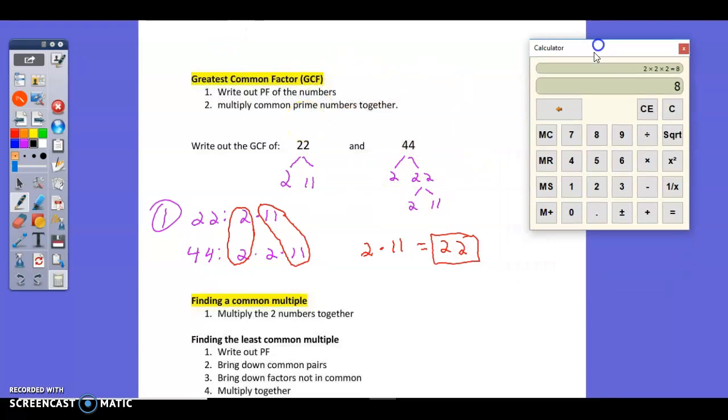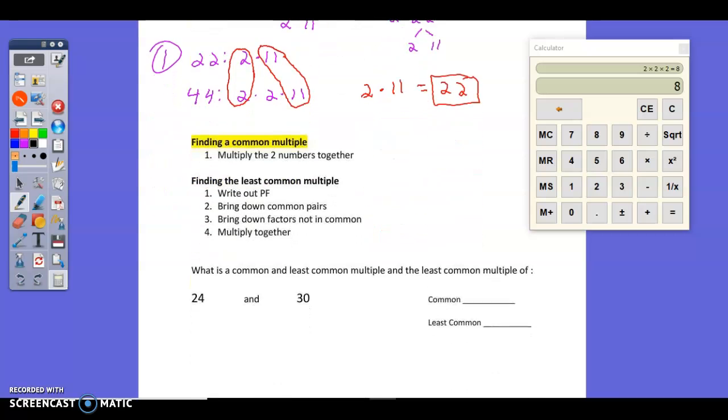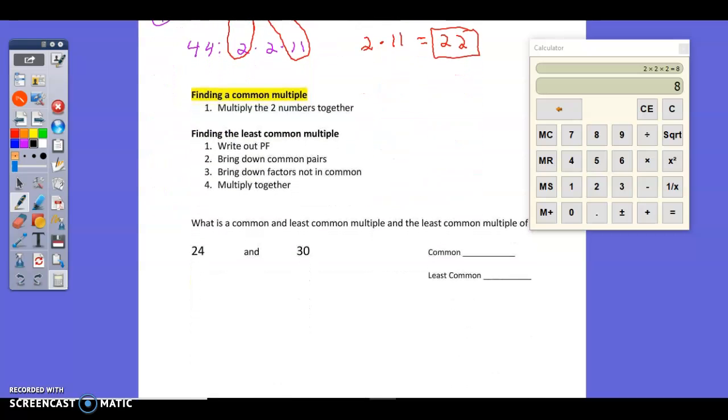Now, the next part that we're going to cover is finding a common multiple. And you could find a least common multiple, which is similar to finding a greatest common factor. But what I want you guys to know is just how to find a common multiple. All right, so I'm going to start with a least common multiple. That would be if we're counting by that number. So 24, 48, so multiples of 24, multiples of 30. Where's the first number they have in common in their sequence?